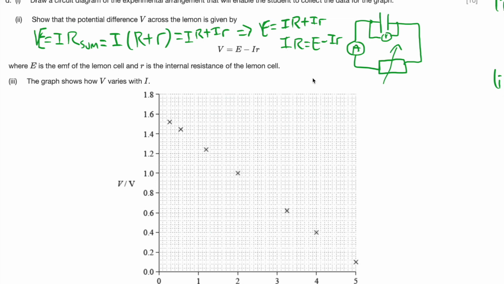So this will be the voltage across the lemon, and this is why the voltmeter is here, right? Because it measures the voltage of this electric component here.